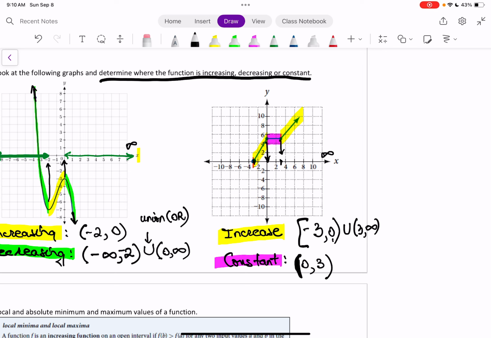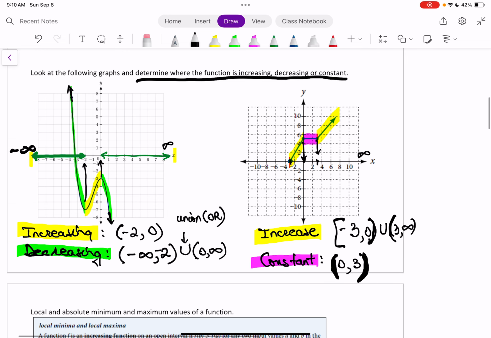Now, I'm not going to count it wrong if you put brackets in between, but most textbooks will always put a parentheses at the switching points. Okay, so that's why I put parentheses, parentheses, parentheses, parentheses. I'm putting a bracket at negative 3 because that's the point where the graph starts. So that point is included, it starts right there, and from there on out, it's heading up. But again, at the switching in between values, we put parentheses.